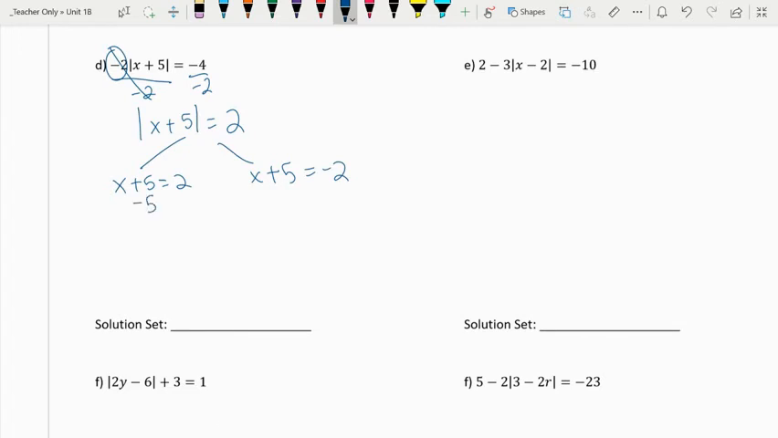On both equations, we would subtract 5. So x equals negative 3. And in the other one, when we subtract 5, we get x equals negative 7.